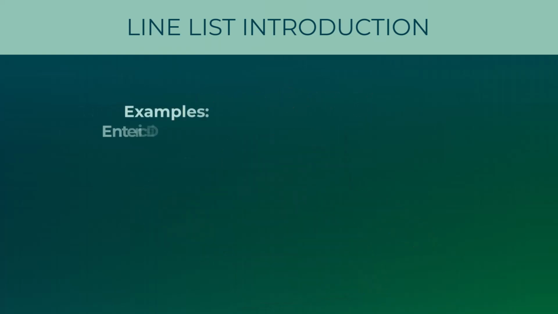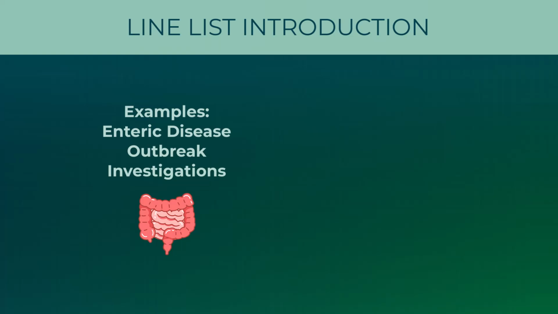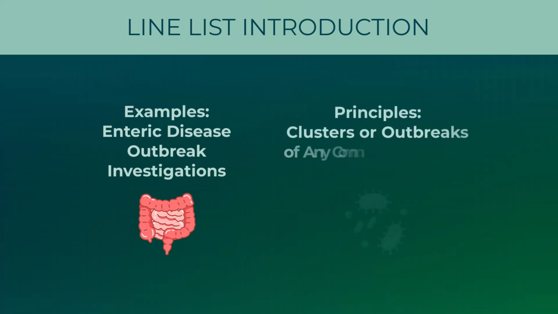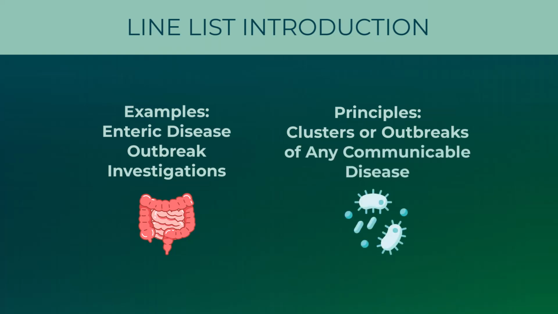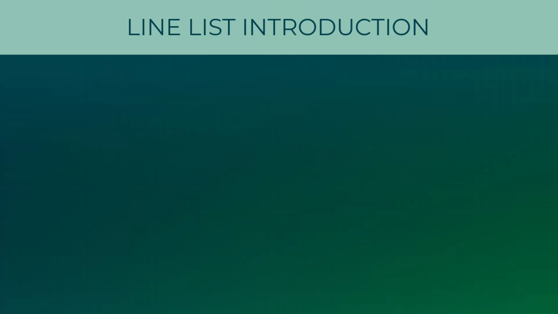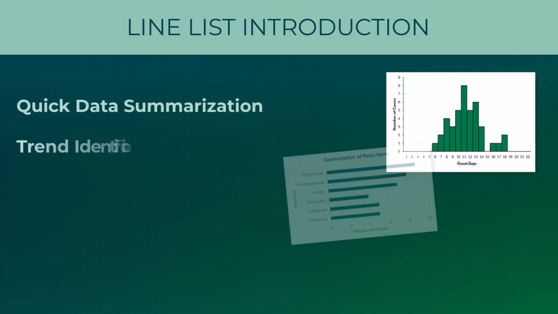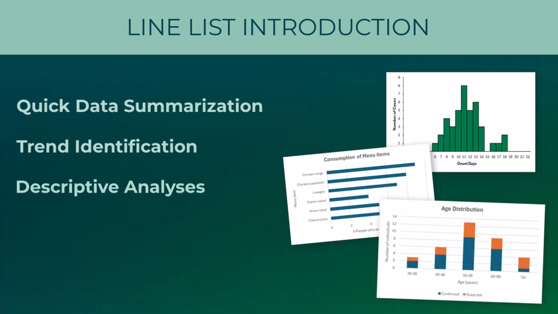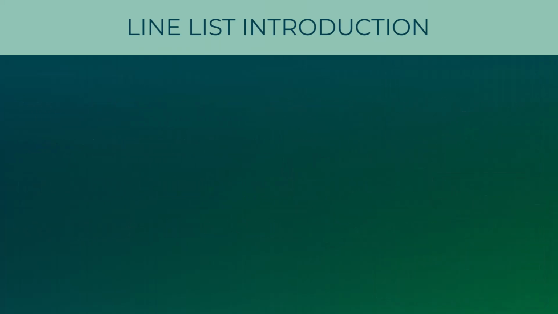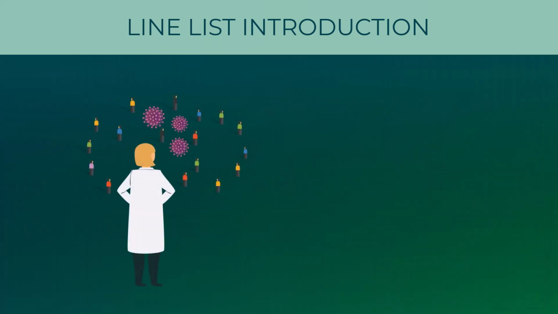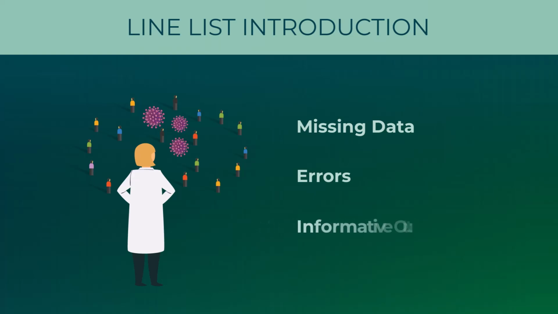The examples in this video will focus on enteric disease outbreak investigations, but the principles discussed can be applied to clusters or outbreaks of any communicable disease. Line lists facilitate quick data summarization, trend identification, descriptive analyses, and the creation of epidemic curves in outbreak investigations. Epidemiologists and other public health professionals also use line lists to recognize missing data, errors, and potentially informative outliers.